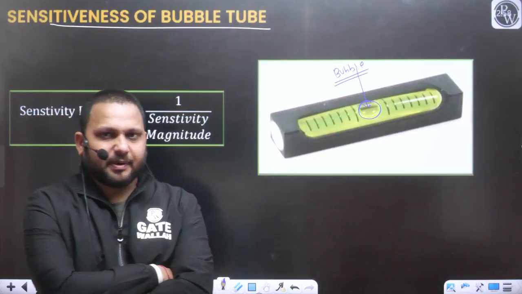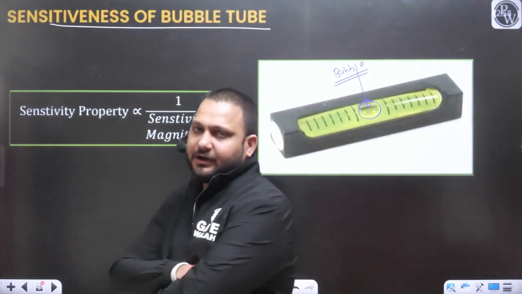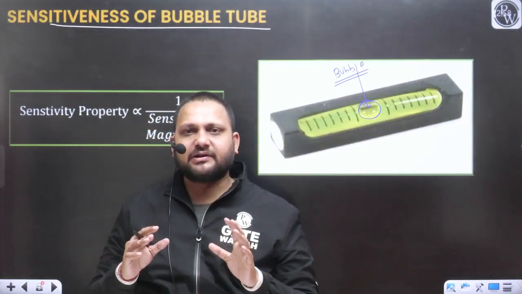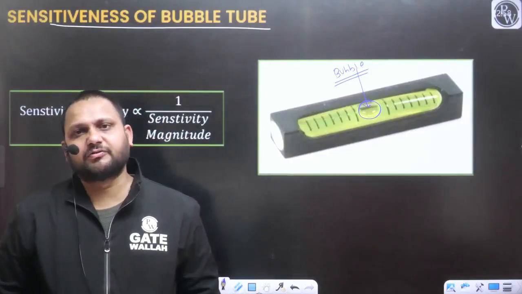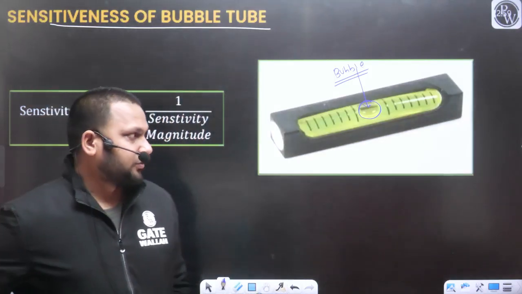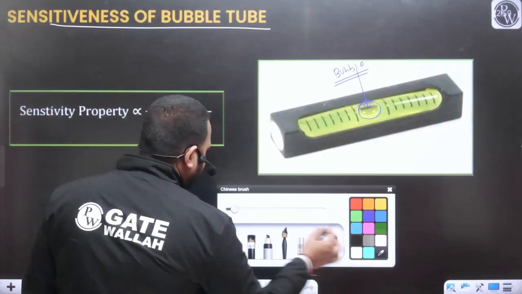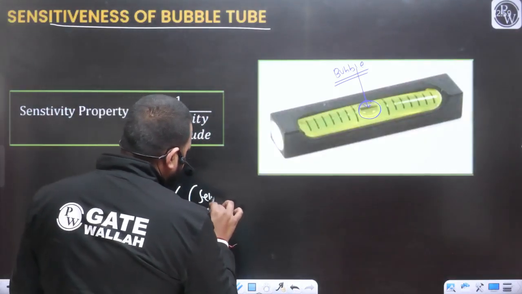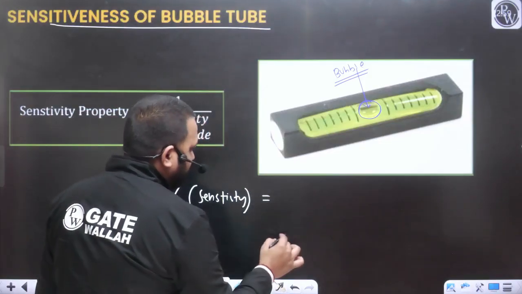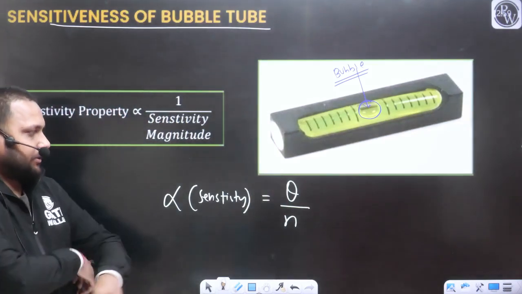So now for this bubble tube, I want to define a very important property, and that is the sensitivity of the bubble tube. First try to understand how we are defining the sensitivity of the bubble tube. Sensitivity can be defined with the help of the symbol alpha. So alpha is the magnitude of sensitivity of the bubble tube, and it will be equal to the rotation required for one division of movement of the bubble.